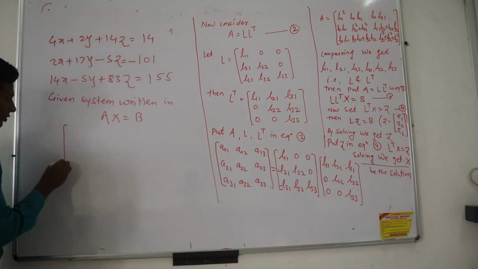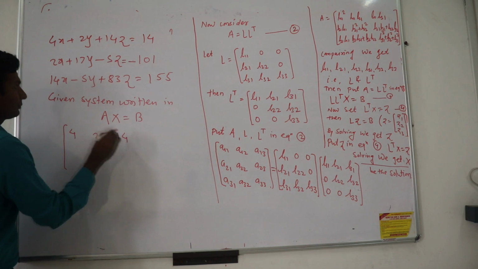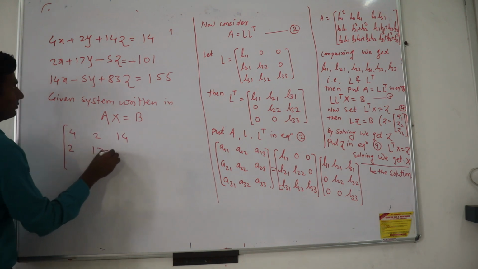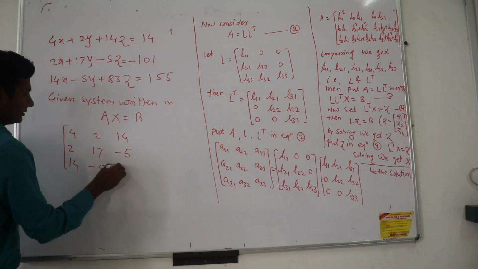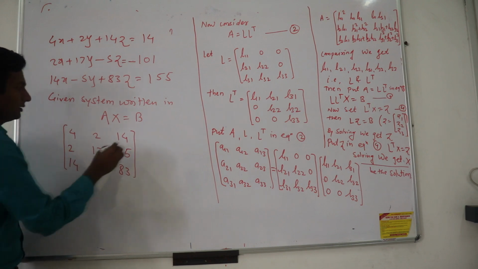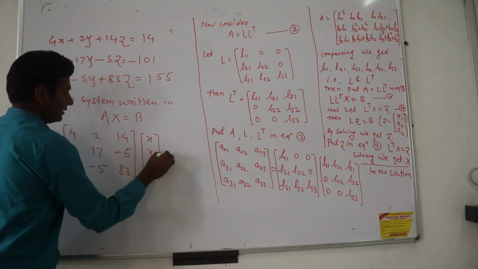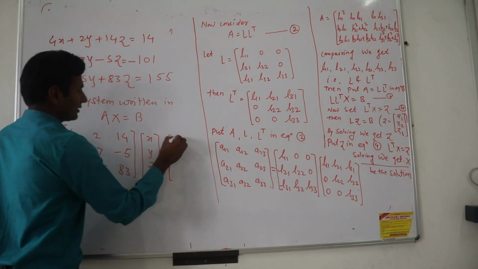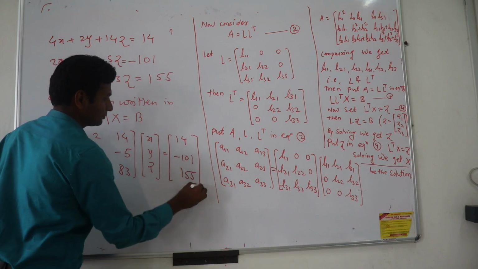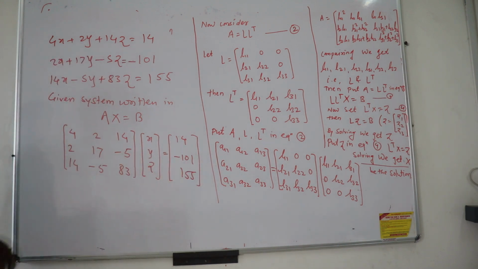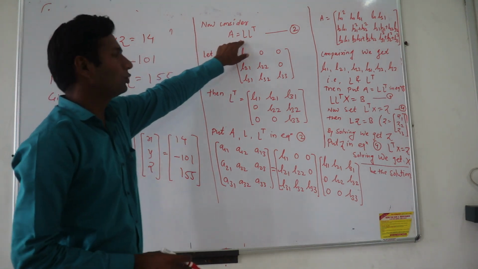The A matrix, that is the coefficient matrix of the unknowns, is 4, 2, 14, then 2, 17, minus 5, then 14, minus 5, 83. This is the coefficient matrix, that is, the A matrix. The unknowns here are x, y, z, and this is equal to the B matrix, the right-hand side elements 14, minus 101, 155. Once you write it in matrix form, the next step is to consider A equal to L into L transpose.